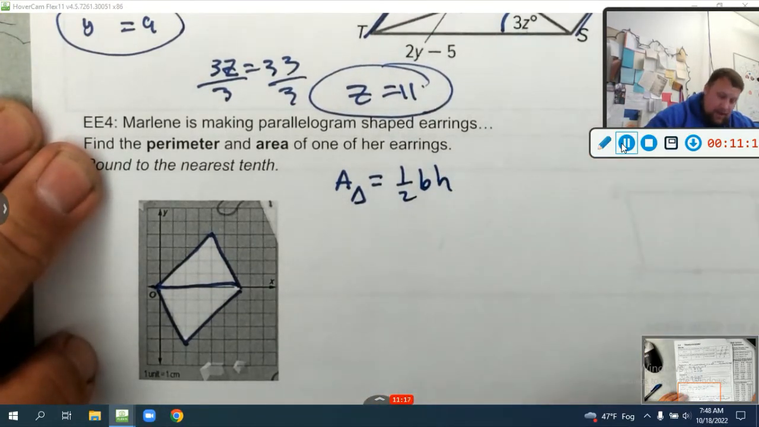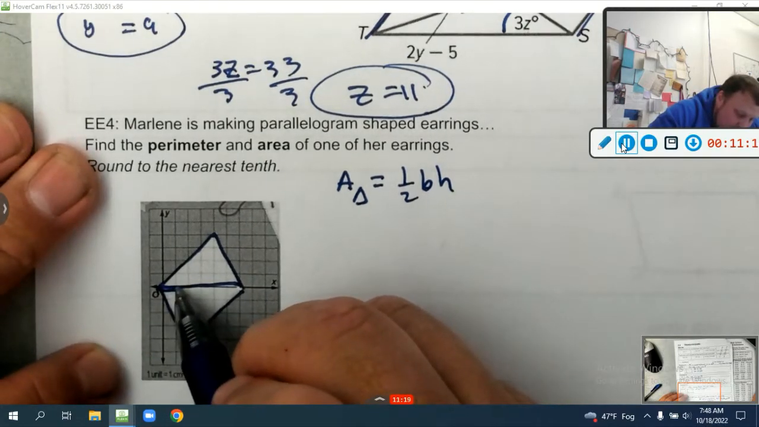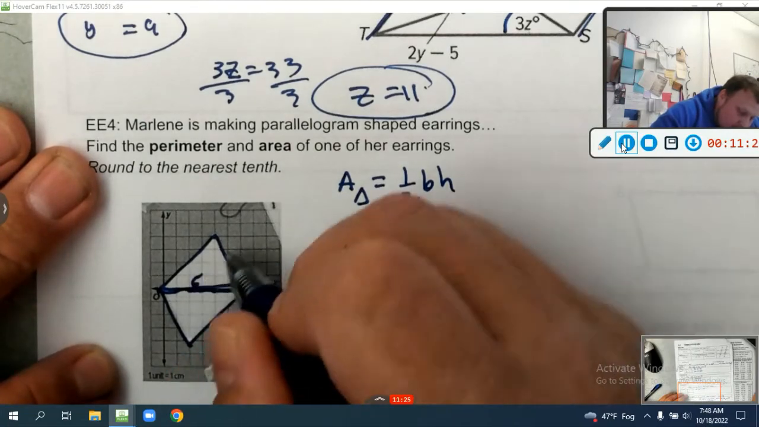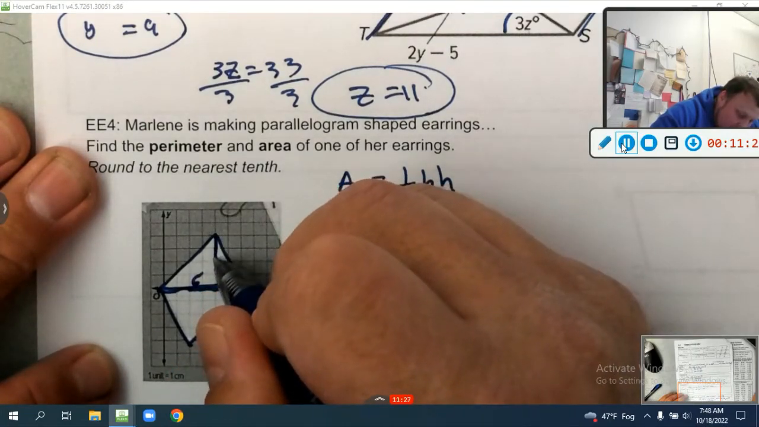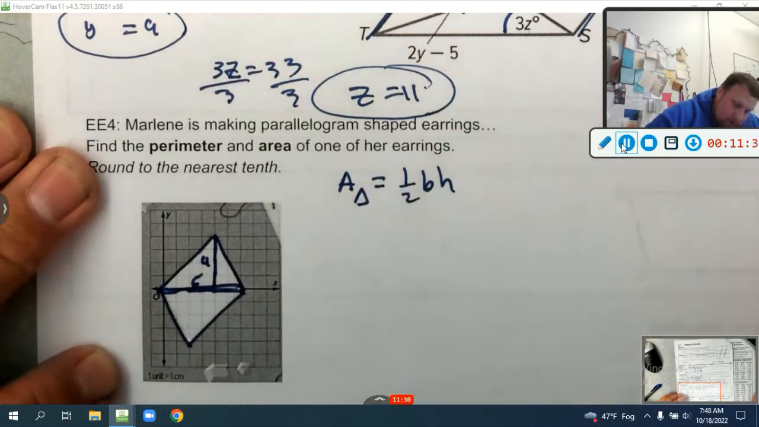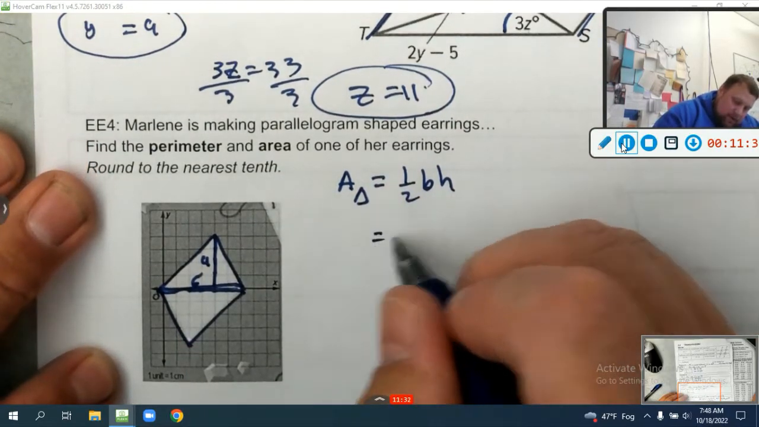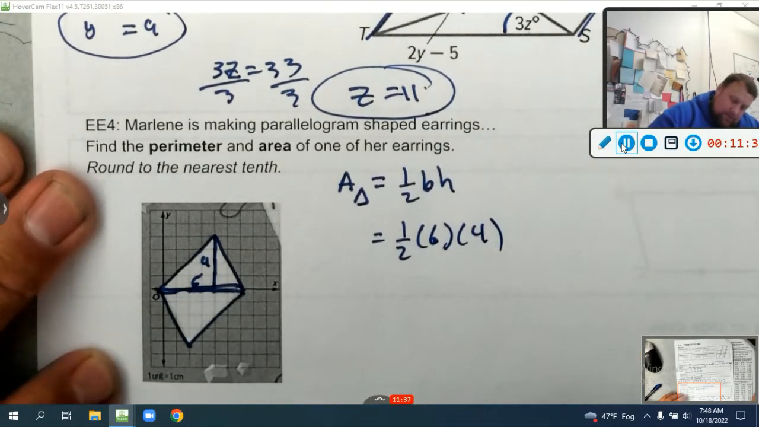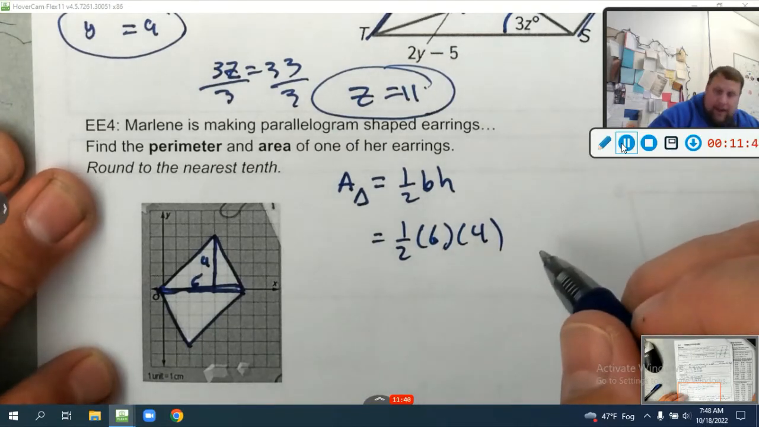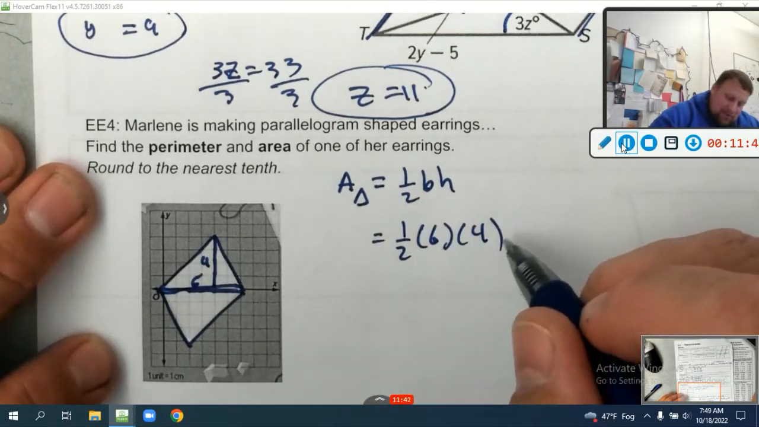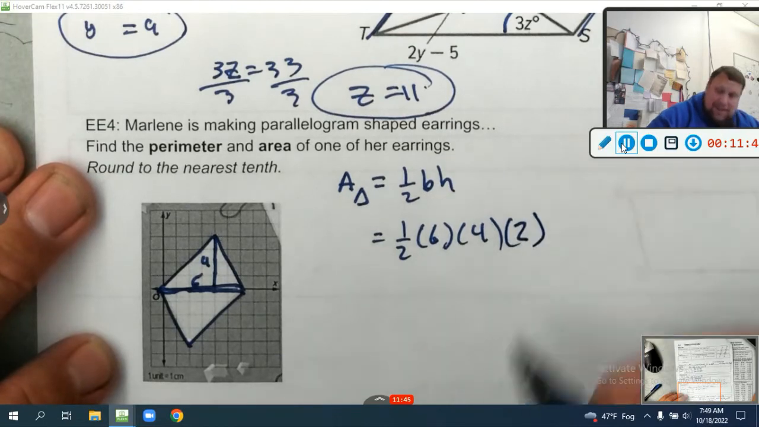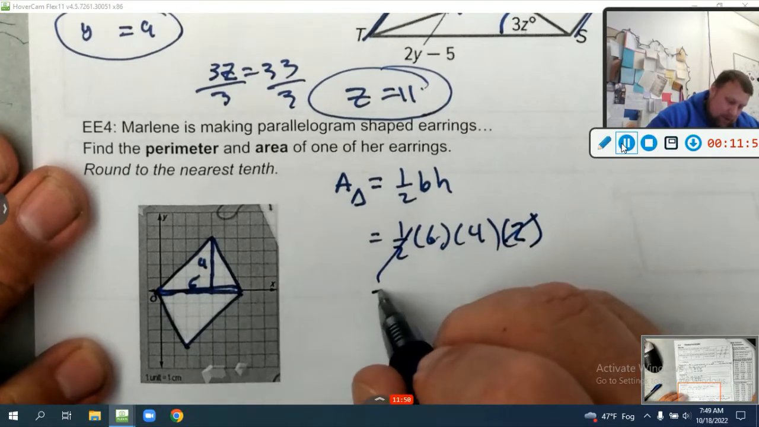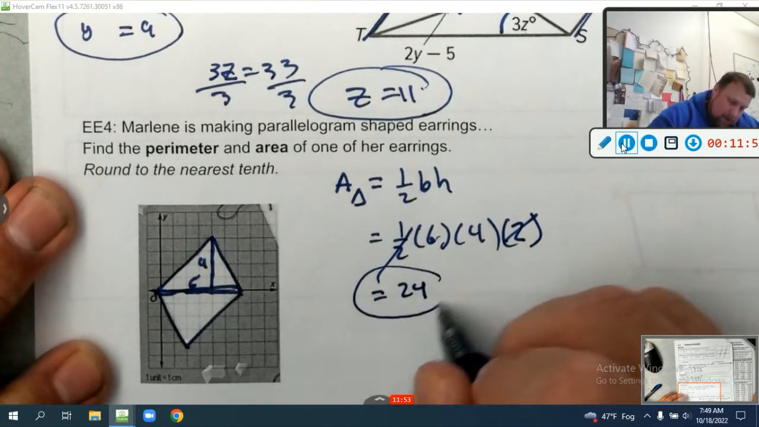And let's look at this. What's the base? 1, 2, 3, 4, 5, 6. So it's a distance of 6, and then the height, 1, 2, 3, 4. So this just equals 1/2 times the base of 6 times the height of 4. And then don't forget, what do I need to multiply the whole thing by? I need to multiply the whole thing by 2, because I need 2 of them. Well, don't these 2's cancel out? And I'm just left with 6 times 4 equals 24. Boom. So we know the area is 24.